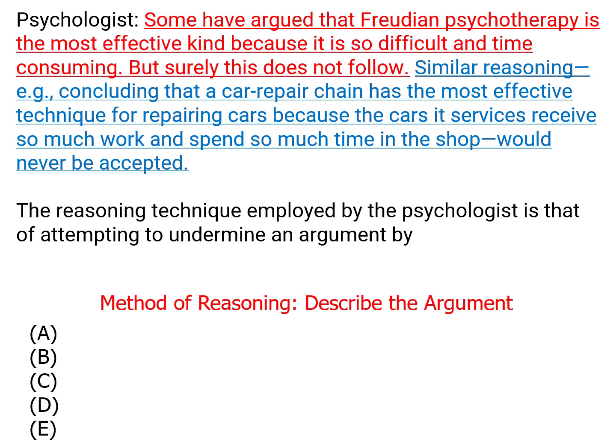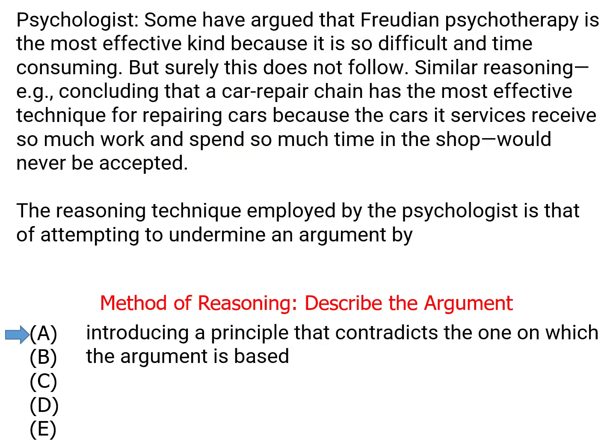Arguing by analogy that because something is unreasonable in one case, it should be thought to be unreasonable in a similar case. So let's look at the answers and see what they have for us. The answers can always surprise us with clever ways to phrase what we're looking for, so you have to be open and receptive as you go through them. Answer choice A. Introducing a principle that contradicts the one on which the argument is based. Our author never introduced any principles, so this can't be our answer.